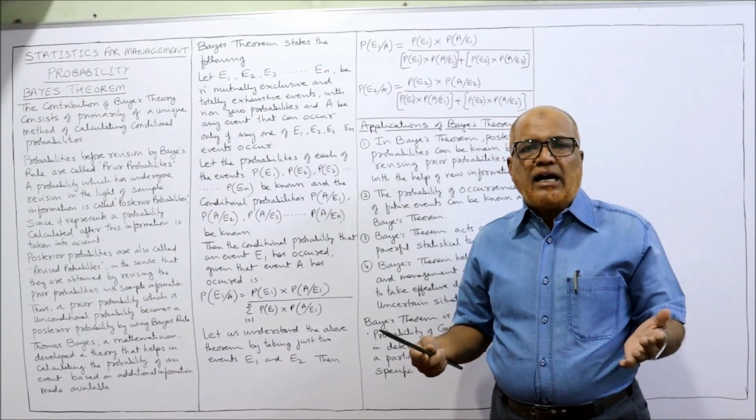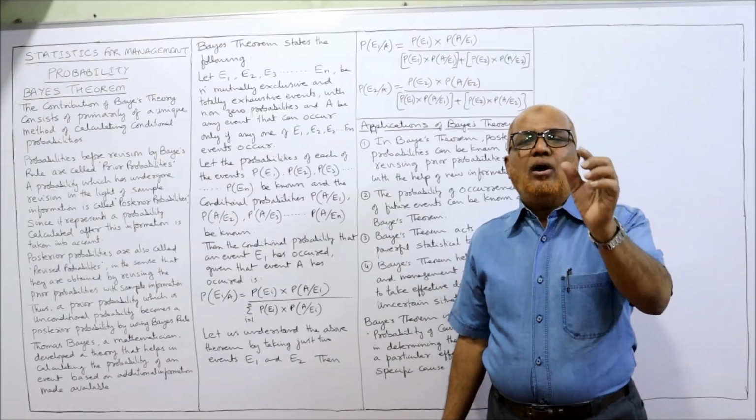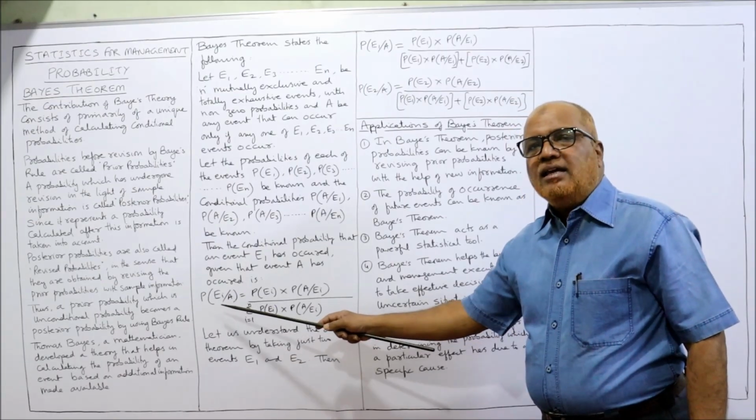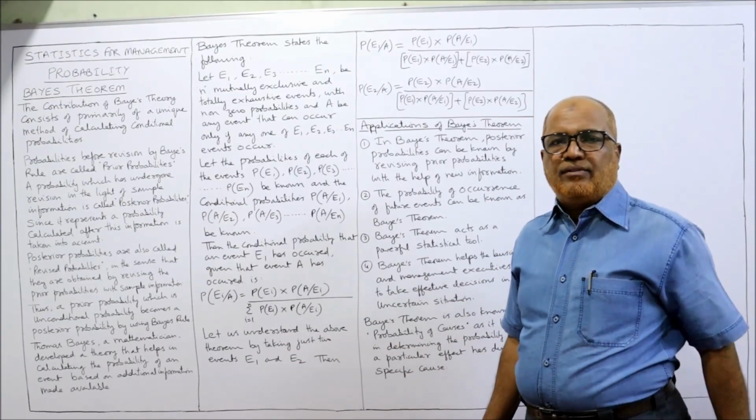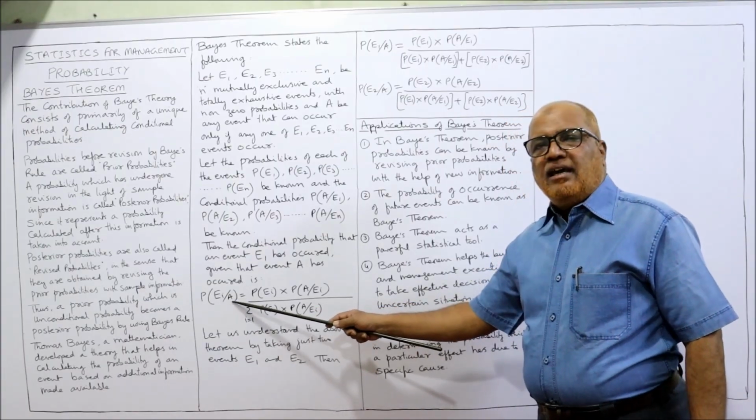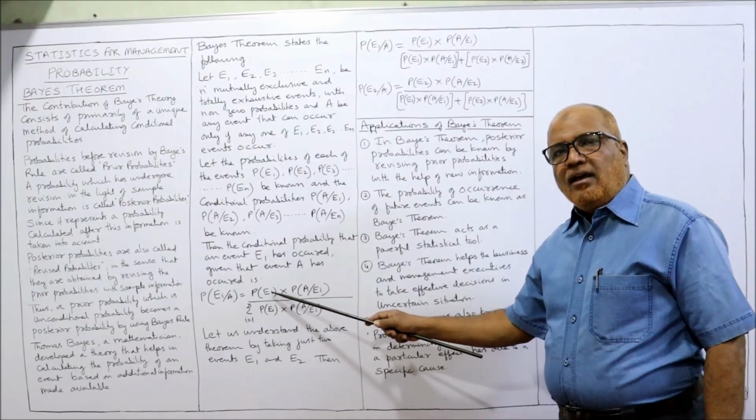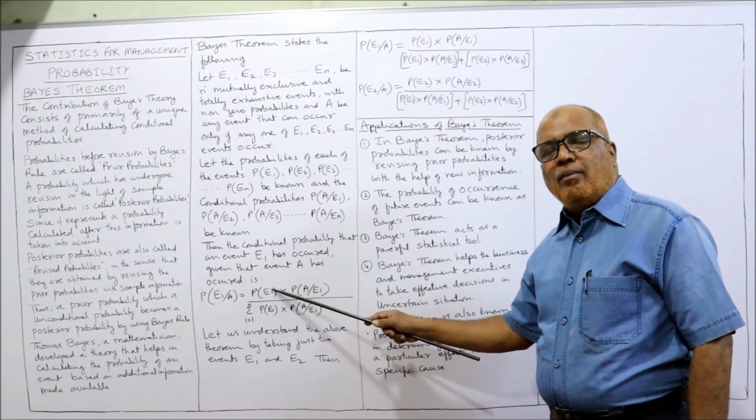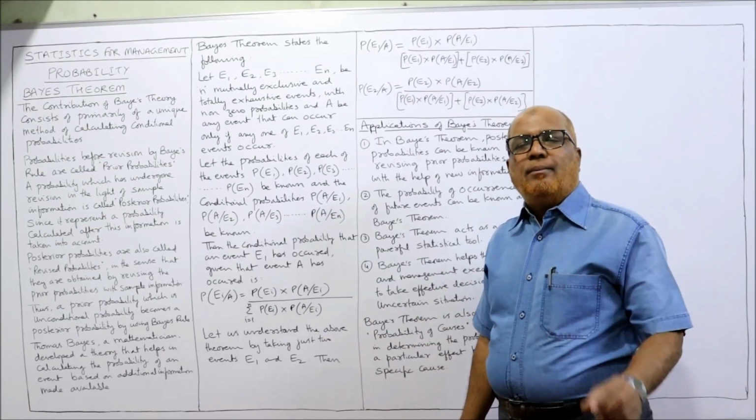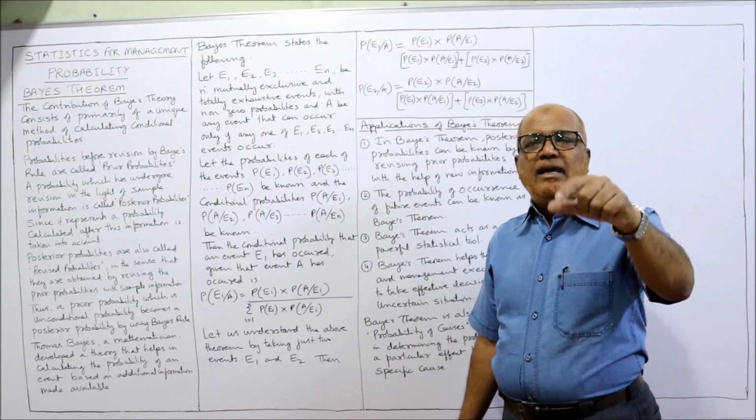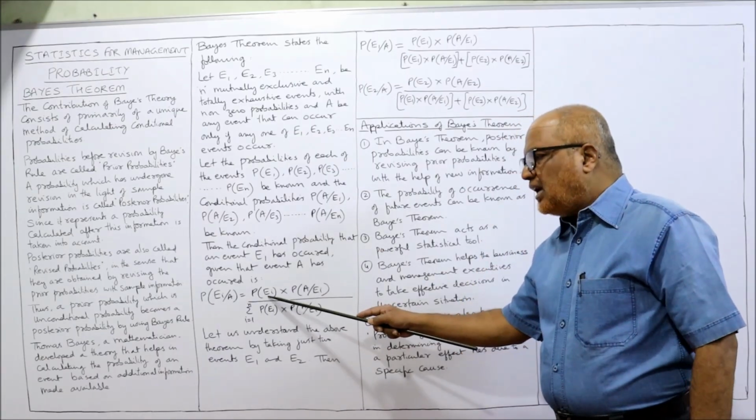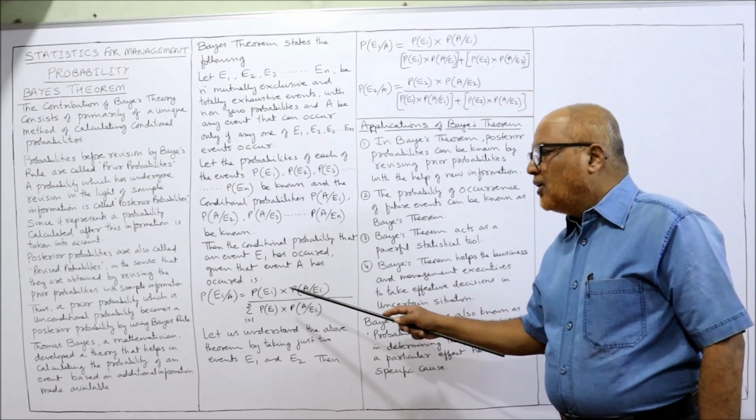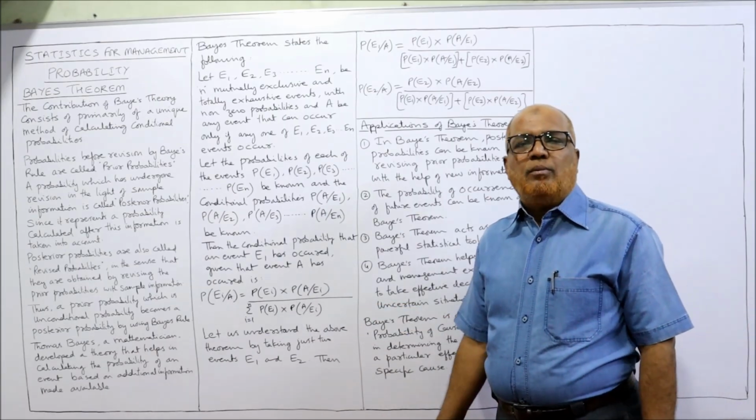That means A had already occurred. What is the probability of E1? So P of Ei given A, where i stands for 1, 2, 3, 4, any number of events. P of Ei given A is equal to P of Ei into P of A given Ei. So the numerator is this one, the joint probability. Joint probability means the product of unconditional probability and conditional probability. This P of Ei is the unconditional probability, and P of A given Ei is the conditional probability. When you multiply both, we get the joint probability.